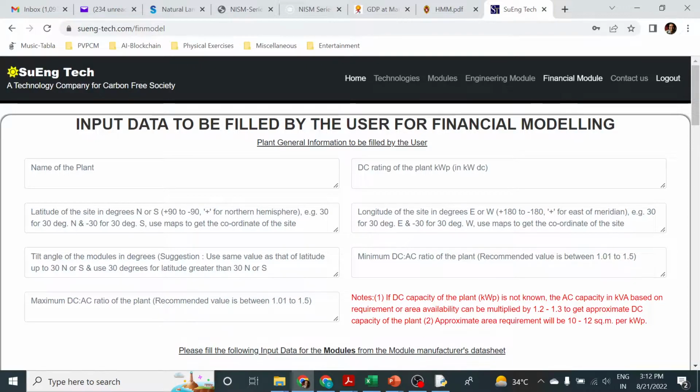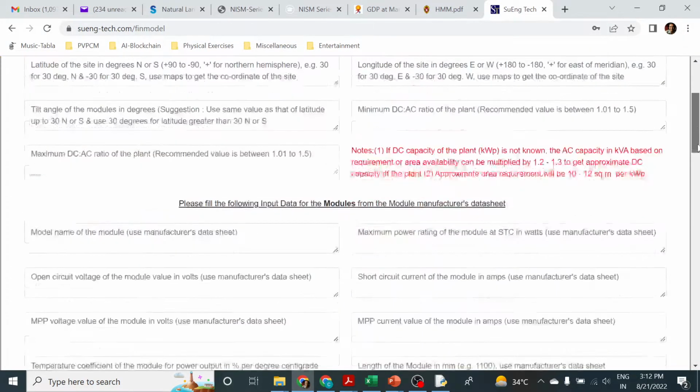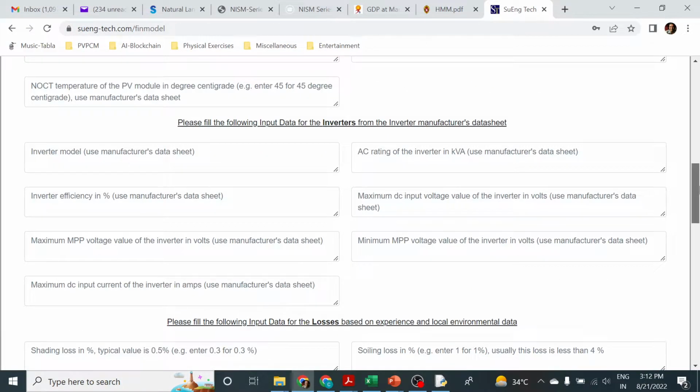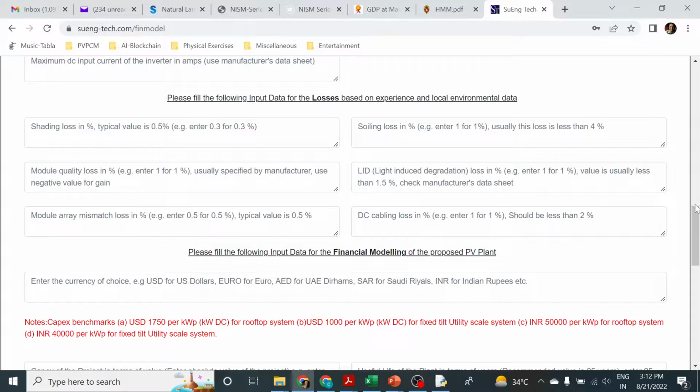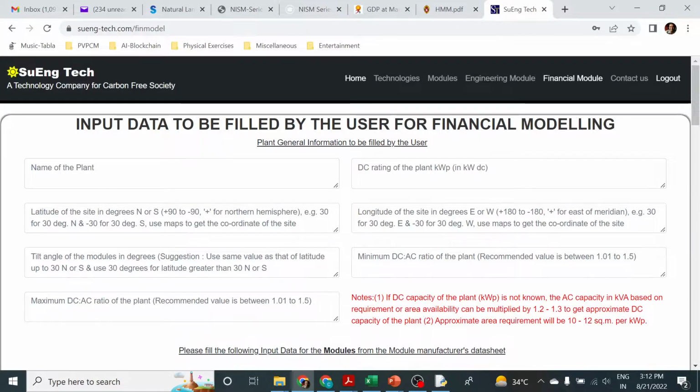So this plant is in Sri Lanka. It is a 1200 kilowatt peak DC rated plant. So here we shall enter the general plant specific data, then the data related to modules, data related to inverter, then certain system losses data, and then financial modeling data. So let us quickly go through.